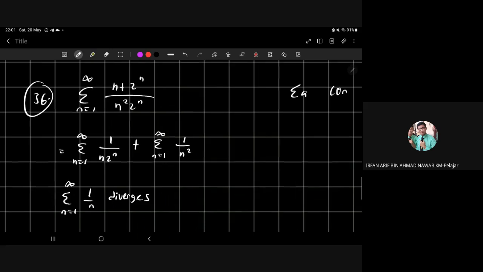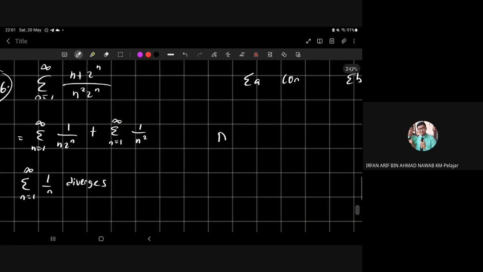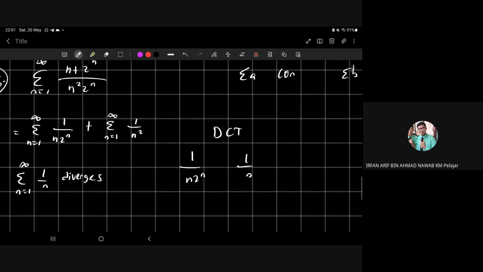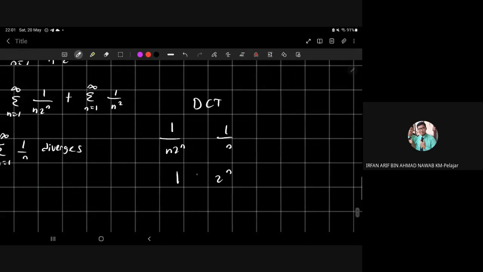So let's try to apply the direct comparison test. By comparing side by side, you can see that the left hand side will always be larger than the right hand side. If it's larger, then the test fails. Remember, if a series diverges and the other always is larger, then it fails. So we can't use the direct comparison test.